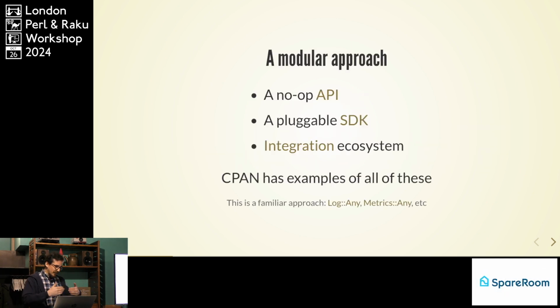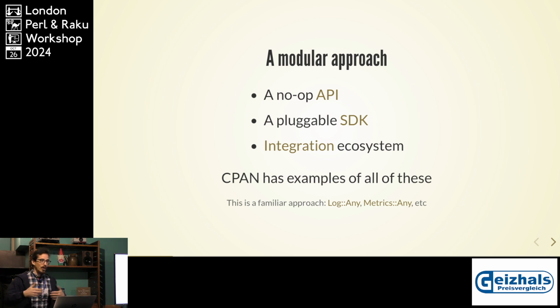It supports multiple backends by having a modular approach, just a little bit like the one you would have for, say, Log::Any or Metrics::Any, where you have an API layer that allows you to interact with the system without doing anything, basically. And then you have a pluggable SDK that you can enable that turns that API into something that is actually doing proper work. In the case of OpenTelemetry, there's also an ecosystem of integrations that allow you to add additional export formats, additional processors, or additional code instrumentation. I'm going to talk a little bit more about that later. There are currently examples of all of these types of libraries on CPAN, and I'm going to be showing some of those.